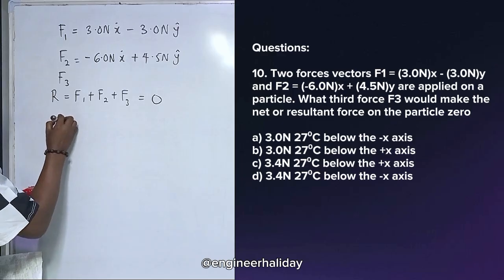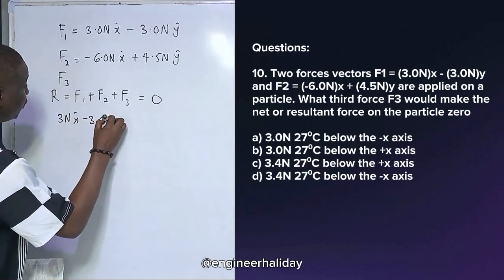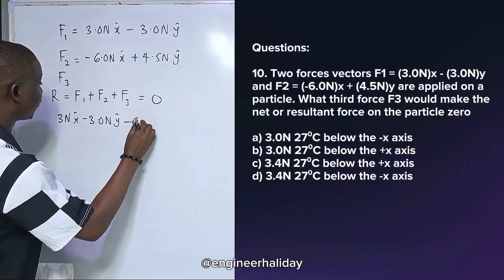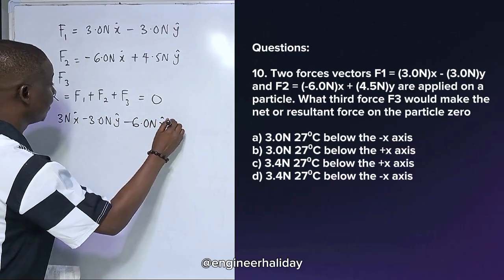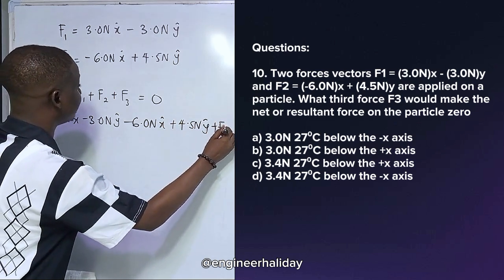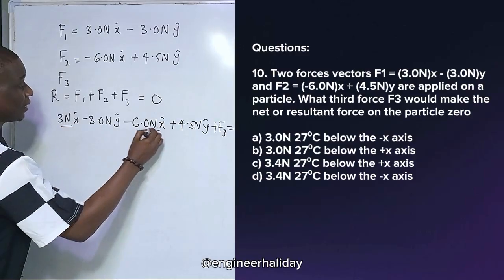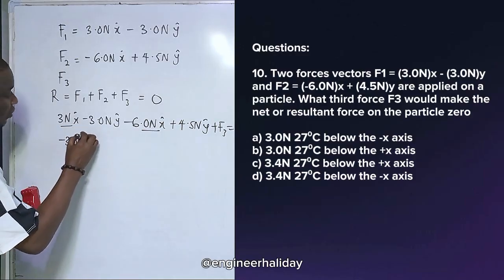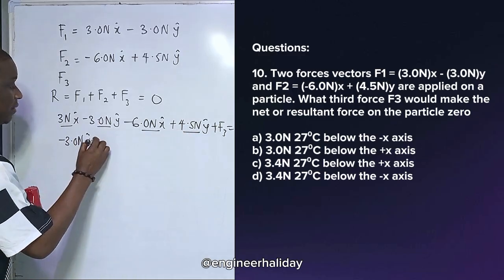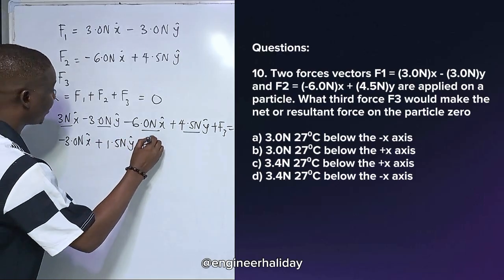So this one has 3 Newton x̂ minus 3.0 Newton ŷ, plus minus 6.0 Newton x̂ plus 4.5 Newton ŷ, plus F3 equal to 0. What we're going to do now is add this together. We have minus 3.0 Newton x̂, then add this and this together, we're going to have plus 1.5 Newton ŷ plus F3.